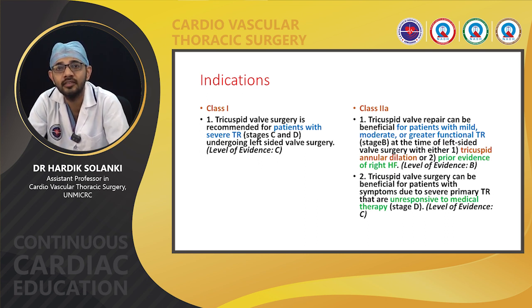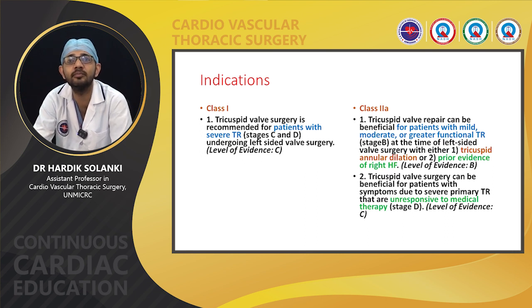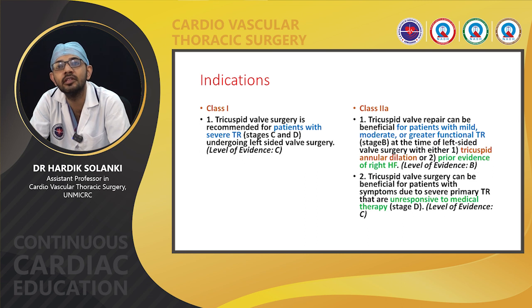Class 2A, tricuspid valve surgery can be beneficial for the patients with symptoms due to severe primary tricuspid regurgitation that are unresponsive to medical therapy. Stage D means symptomatic severe tricuspid regurgitation, and the level of evidence is C.